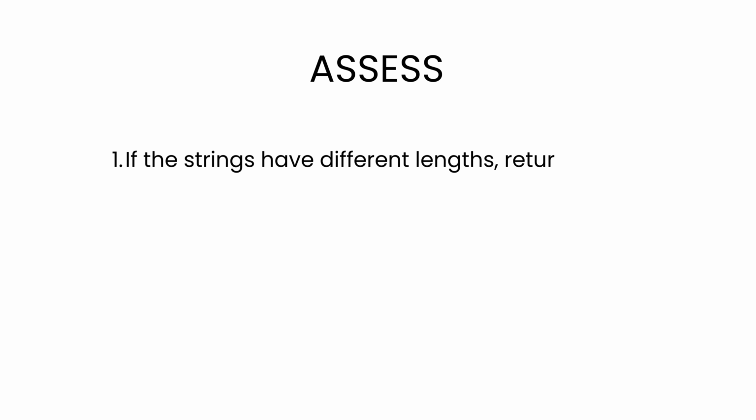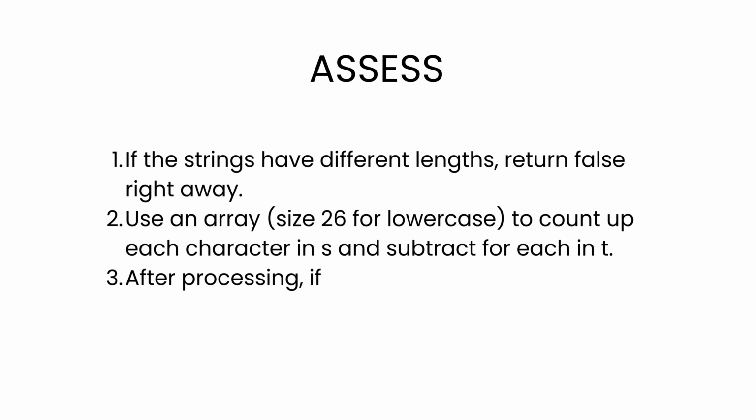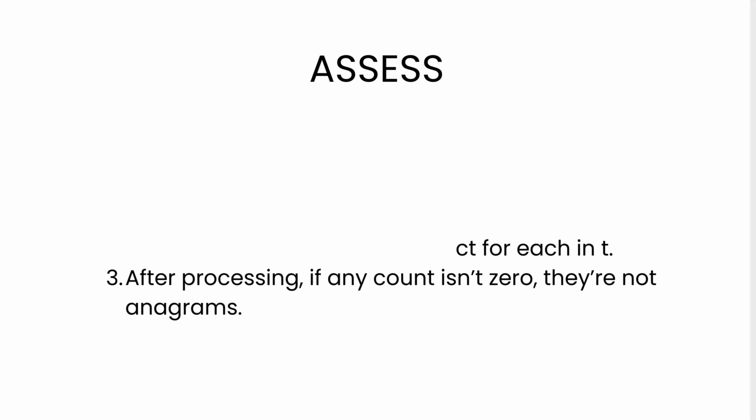If the strings have different lengths, return false right away. Use an array, size 26 for lowercase, to count up each character in s and subtract for each in t. After processing, if any count isn't 0, they're not anagrams.